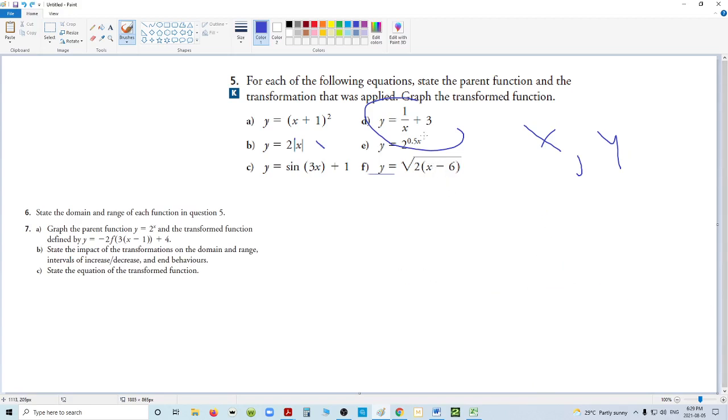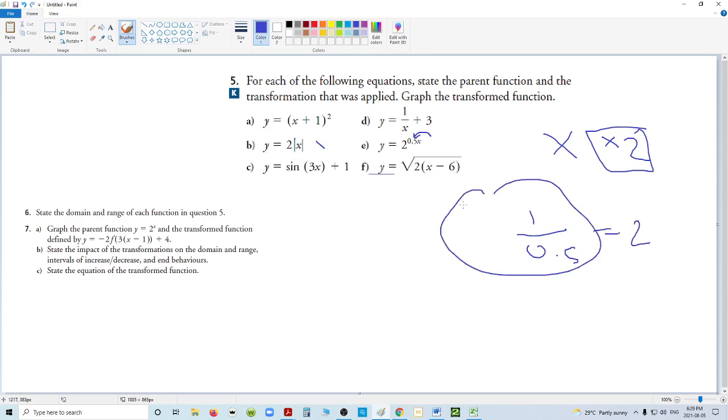What about this one? What's going on? Is that 0.5 beside the x? Yes, it is. That 0.5 is the base, so nothing's happening with it. But the transformation that's going on is a horizontal stretch by a factor of 2, not a half. The reciprocal of 0.5 is 2. Use your calculator if you don't understand that.